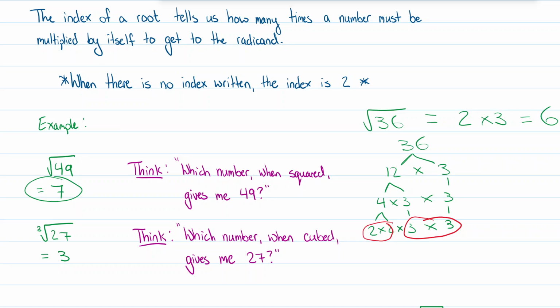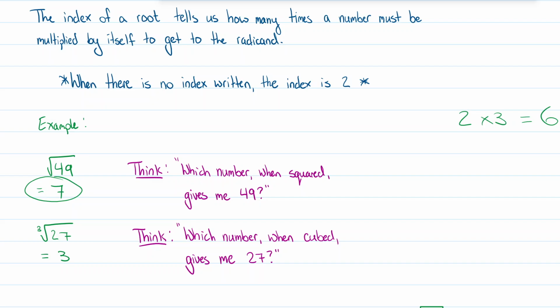Okay, we can do the same thing with cube roots. So when we look at cube roots, we think, okay, what's a number that when we cube it will give me the number underneath? So we're looking for that number 27. Okay, so when we take the cube root of 27, we're going to take a look at that number underneath the root.